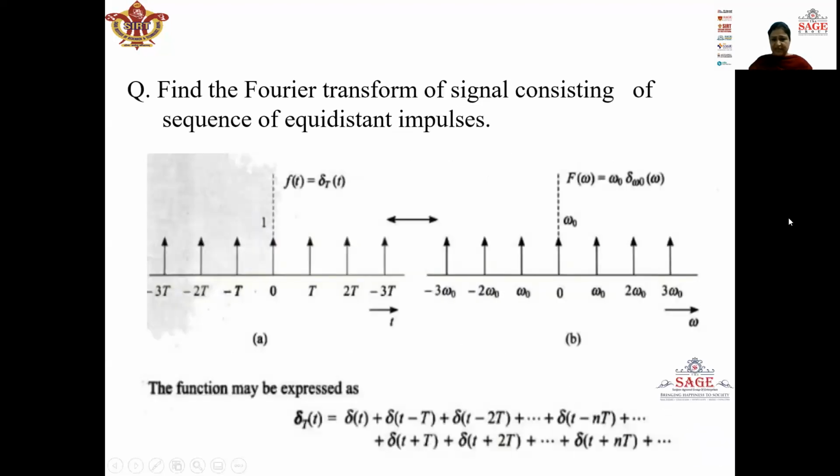We can see this in the waveform also. In the time domain, the signal consists of a train of impulses. In the frequency domain also, the signal consists of a train of impulses, where the frequency gap between two consecutive impulses is omega naught.